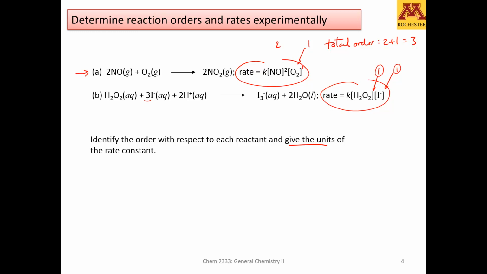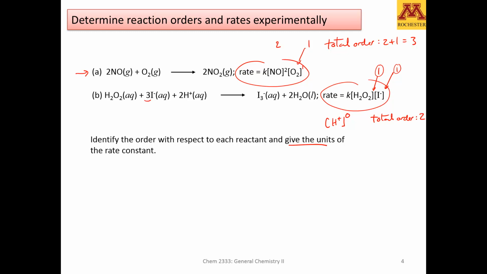Okay. Also, with respect to the hydronium ions, the order is 0 because it does not show up in the rate law. Therefore, we say that its order is 0. It just contributes as multiplying by 1. The total order in this second rate law is 1 plus 1, 2.